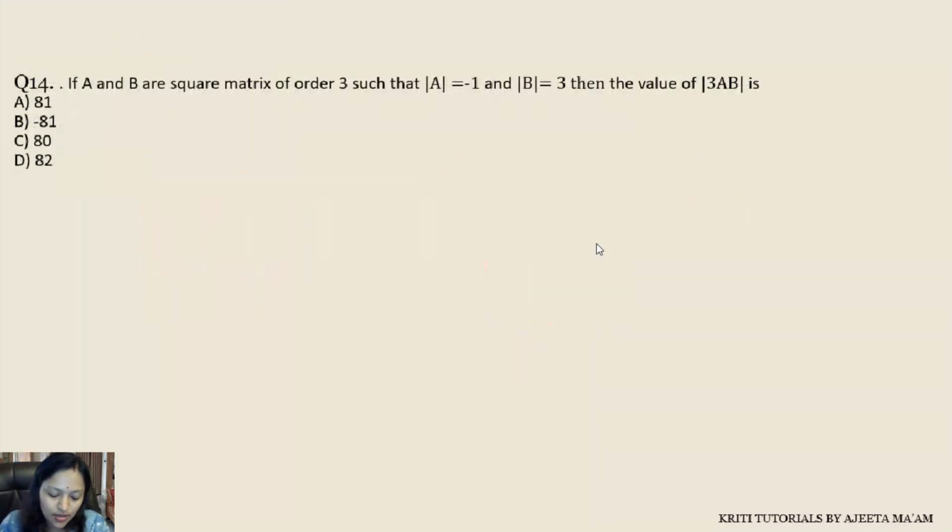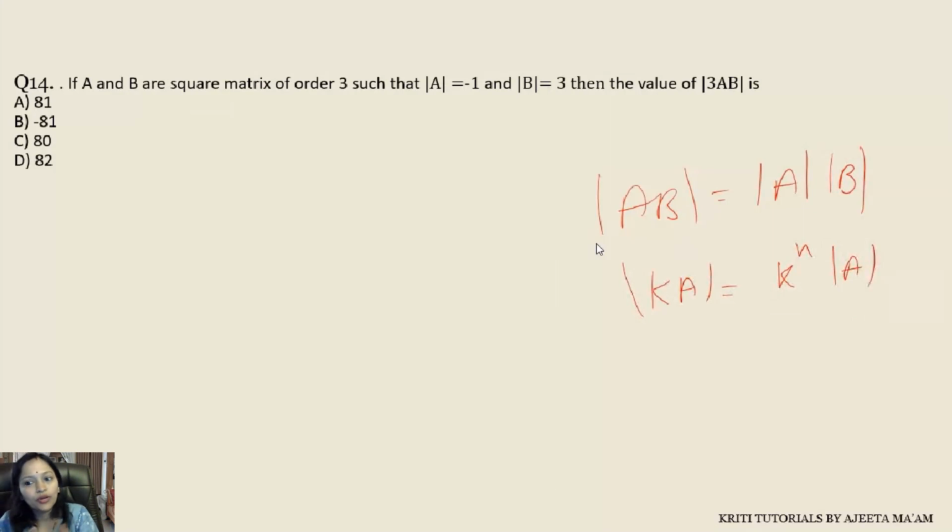Now next, if A and B are square matrix of order 3 such that determinant value of A is -1 and determinant value of B is 3, then find the value of determinant of 3AB. Now this is again important for you. Now based on the property, I told you one property, determinant of AB is determinant of A, determinant of B. And what about 3? I told you one more property, determinant of KA is equal to K raised to n, determinant of A. Right. अब हमें ये दोनों प्रॉपर्टी को यूज करना है.